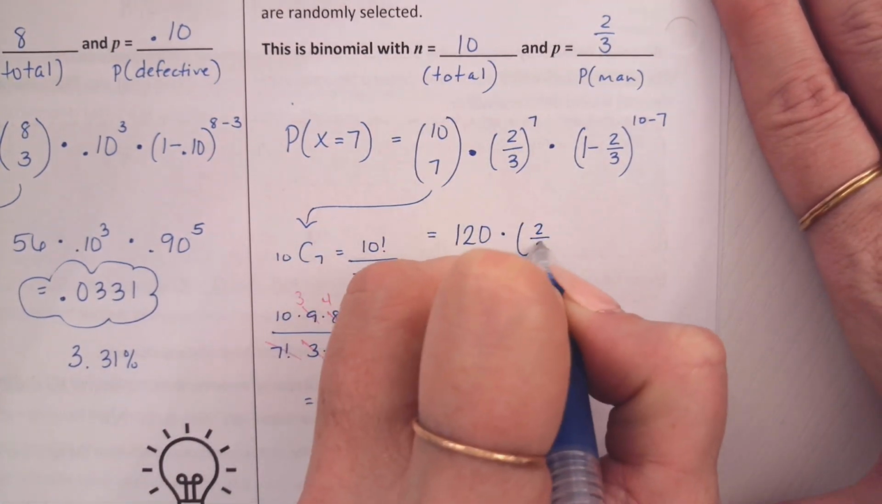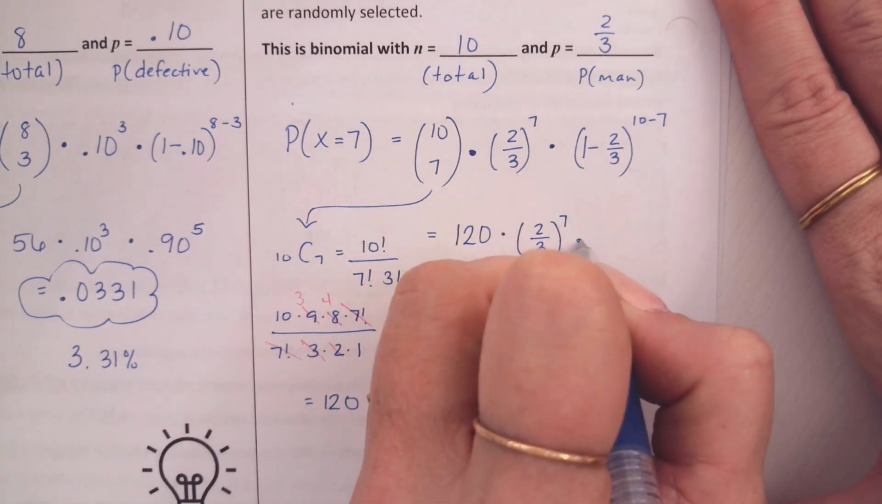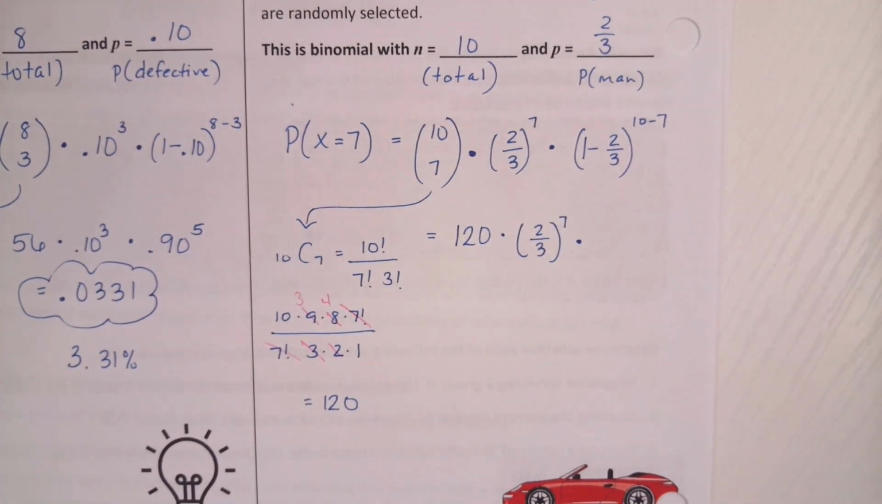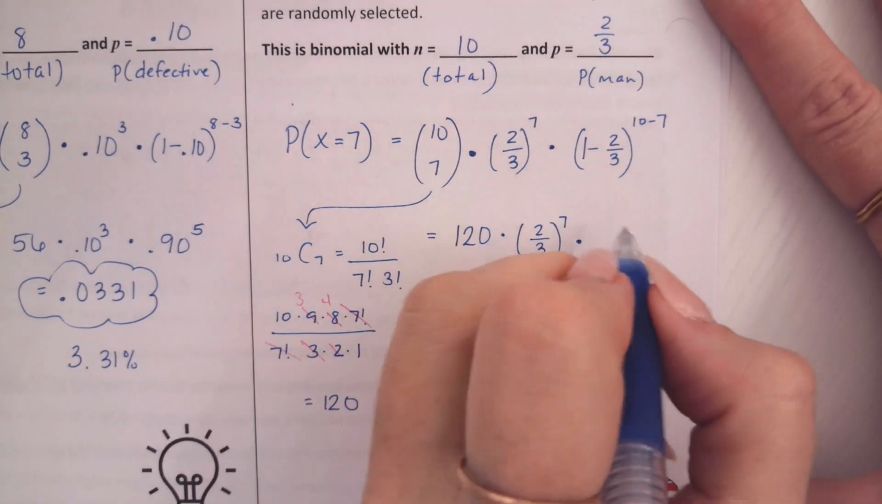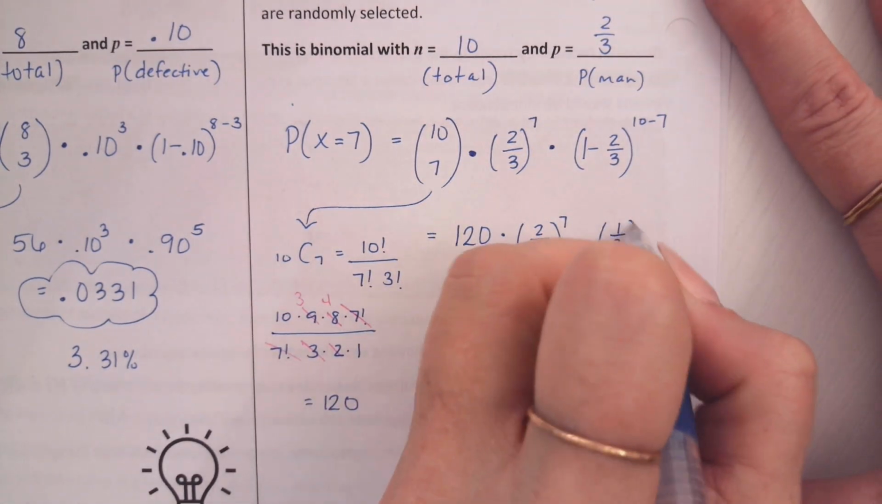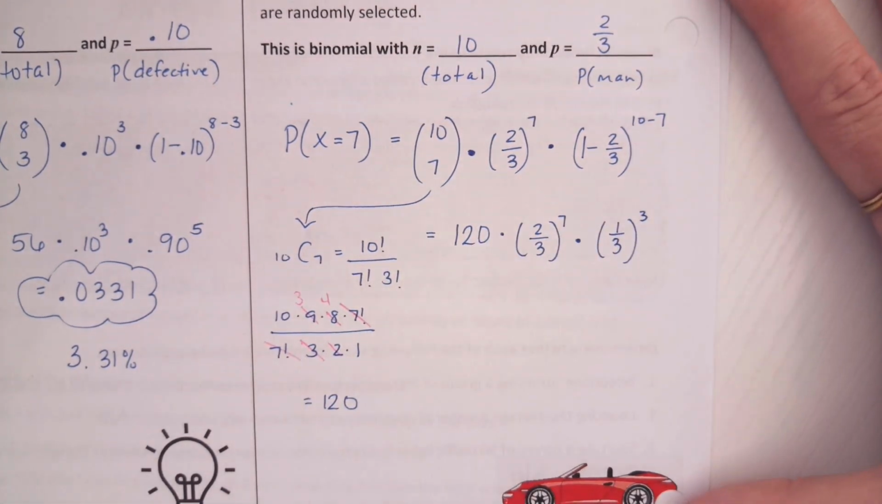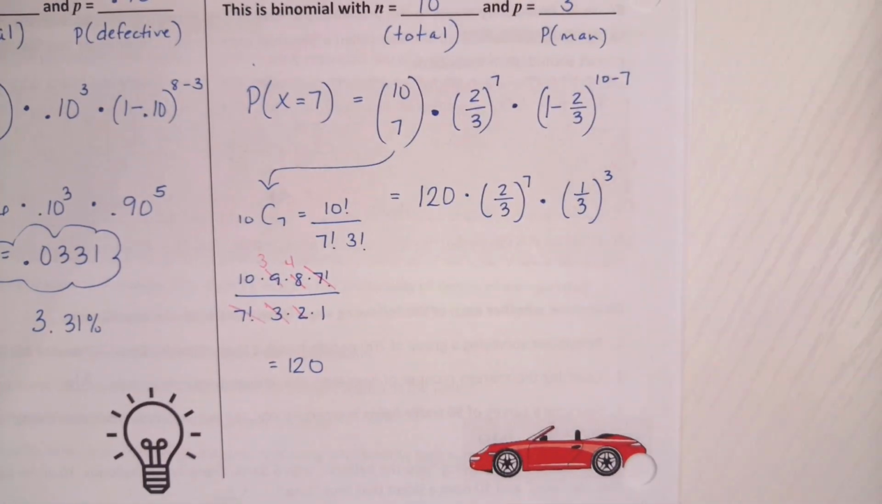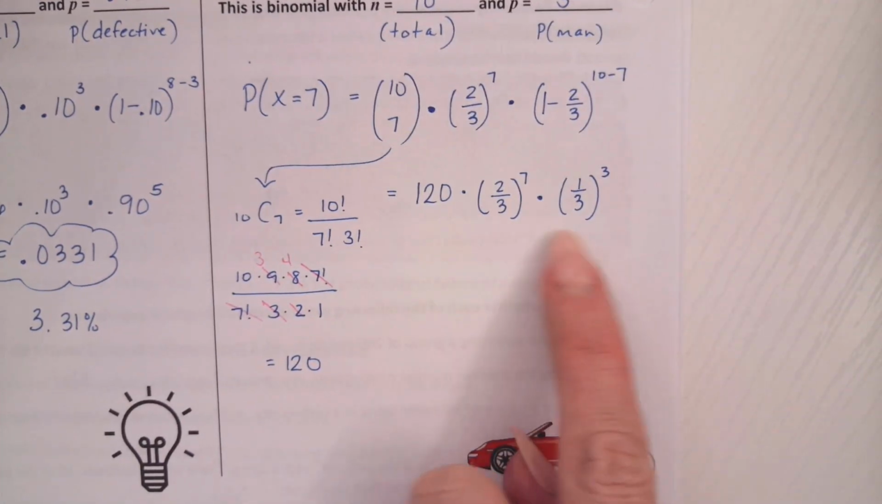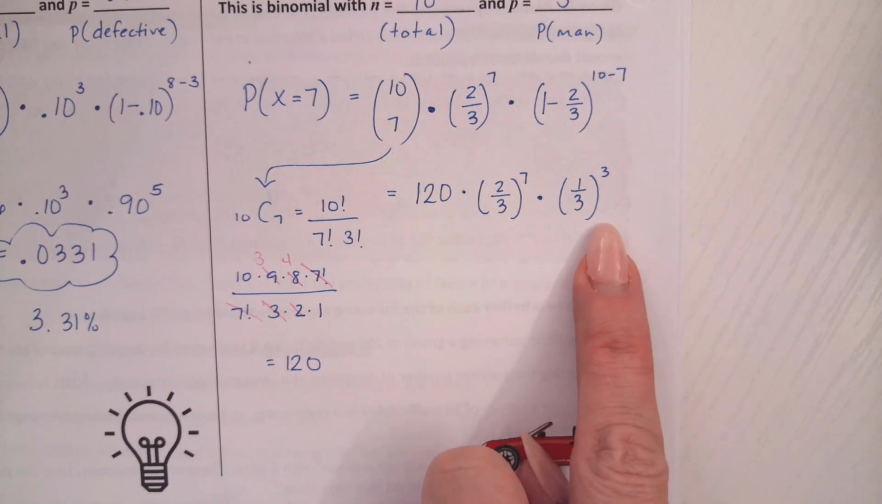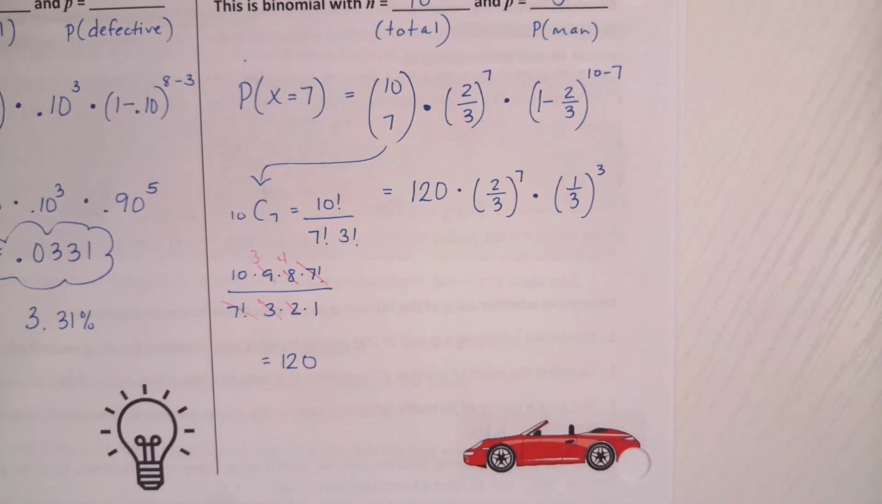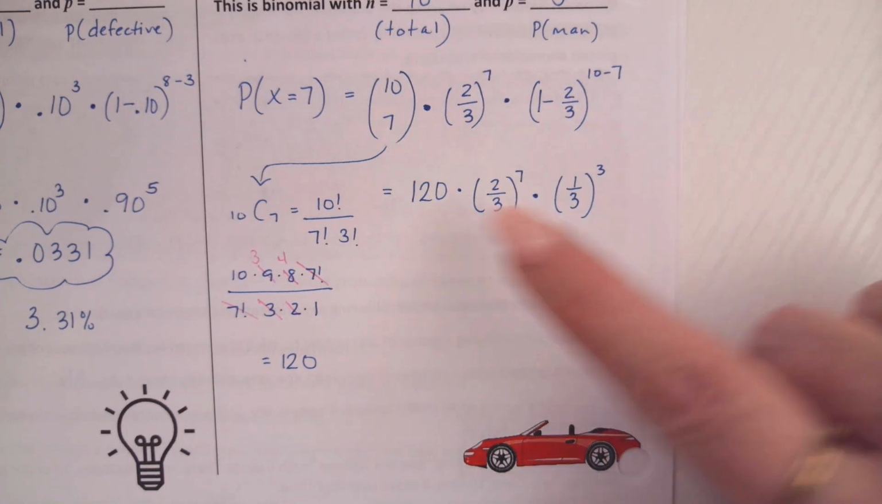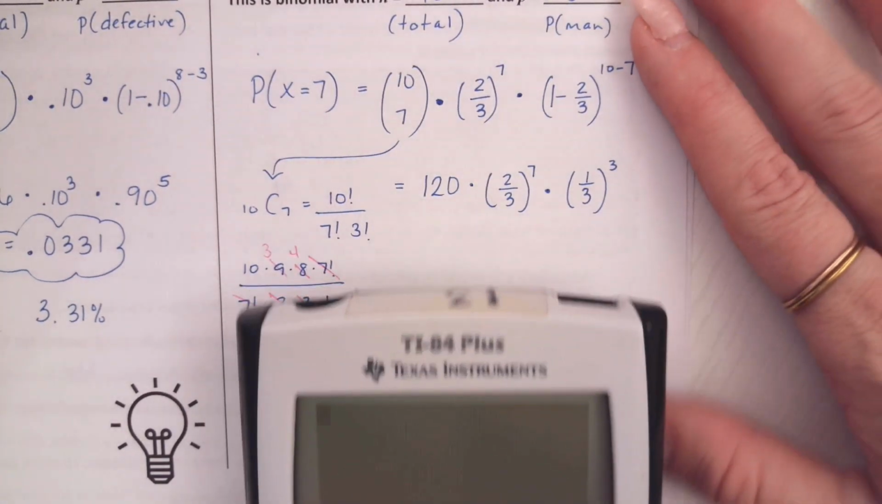Times 2/3 to the 7th power. Times, what would be 1 minus 2/3? 1/3, yeah. 1/3 to the 3rd power. This one, when you type it in, it's super important that you put those fractions in parentheses. It doesn't matter how you type the fraction, you just need it in parentheses. You can type it as just division. You can type it as the cute little fraction where you press alpha and then the y equals button. But it does need to be in parentheses, otherwise it only puts the exponent on the top.